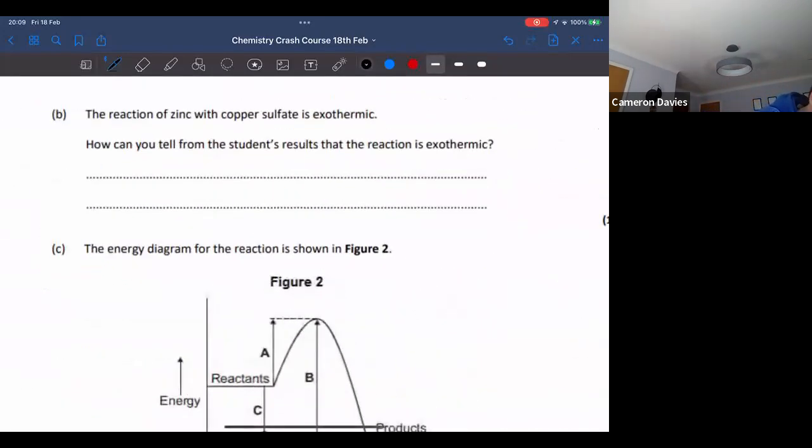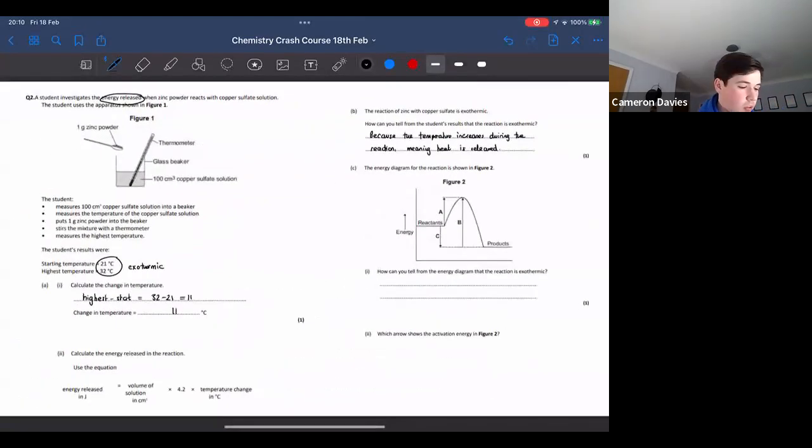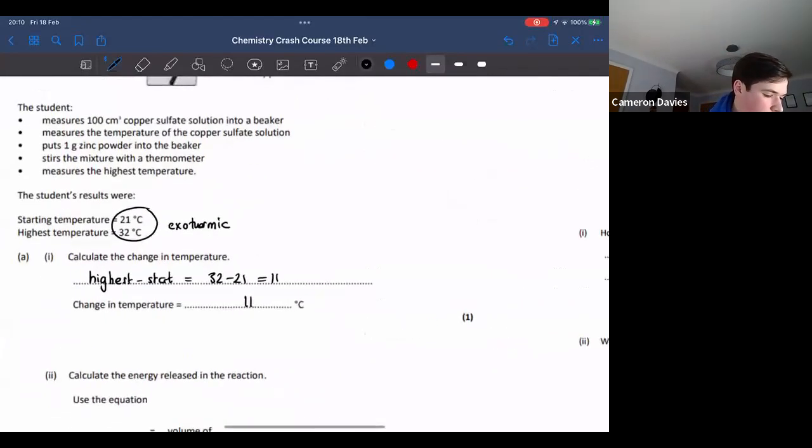So we can just say because the temperature increases during the reaction, meaning heat energy is released. Okay, so two relatively simple questions so far. Oh yeah, I've missed a part down here.